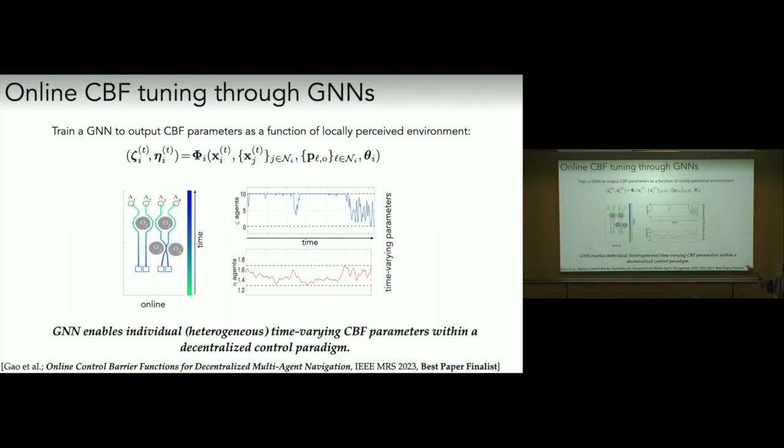So my neighborhood, that's my X sub J. And I'll be computing as a function of the obstacles I can see in my immediate vicinity as well. So that's P sub L. And I'm going to be finding the parameters of this GNN in order for me to be able to run this GNN in real time, predicting my values of zeta and eta at every iteration.